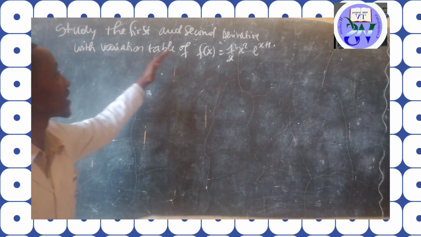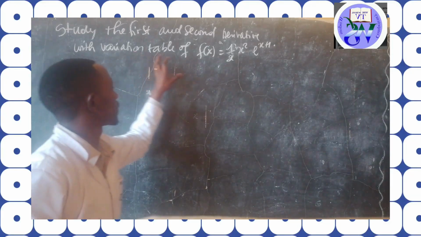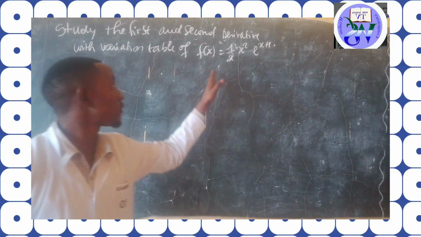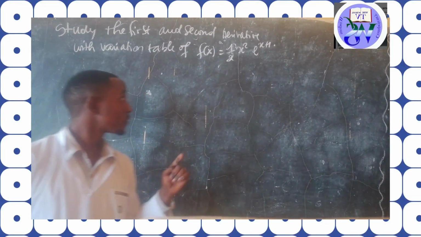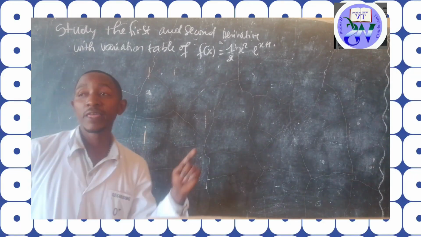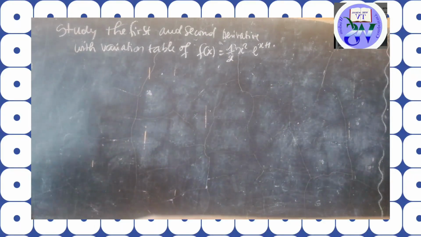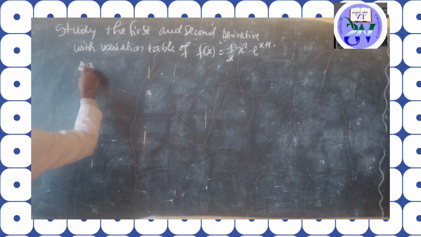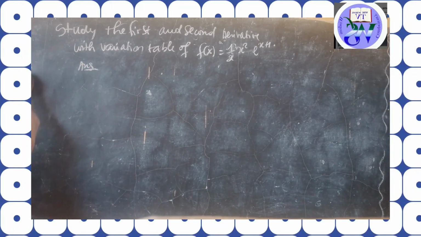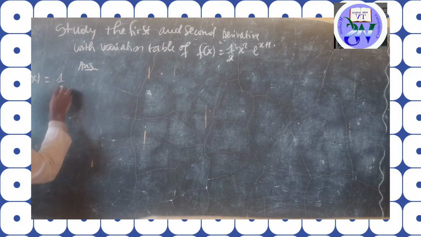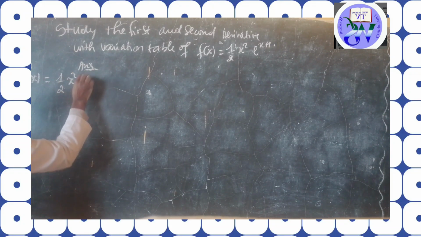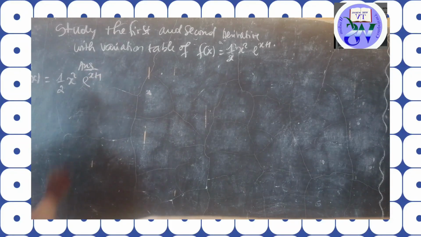Study the second derivative and the variation table of f of x, which is equal to 1 over 2 x squared e power x plus 1. So then f of x is equal to 1 over 2 x squared e power x plus 1.